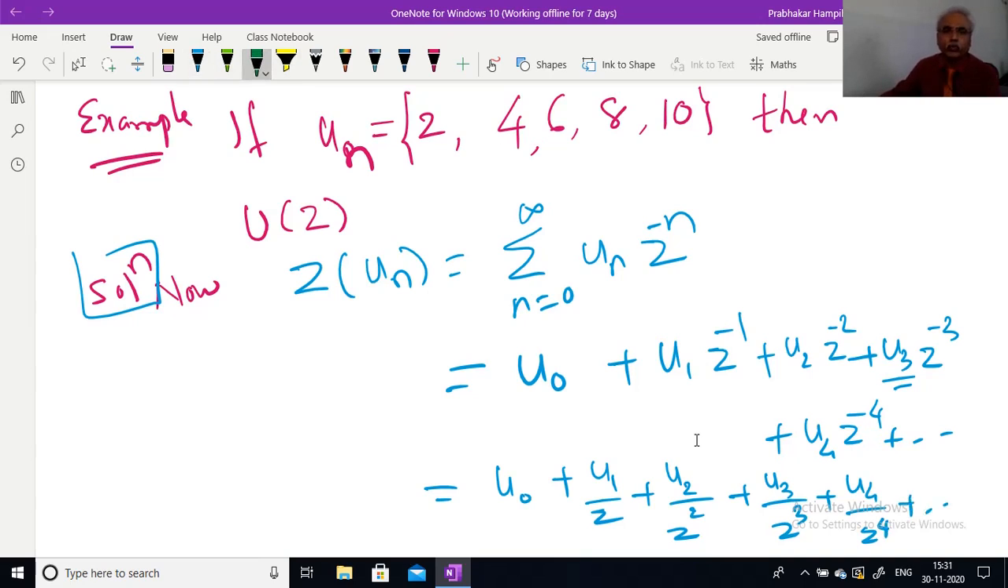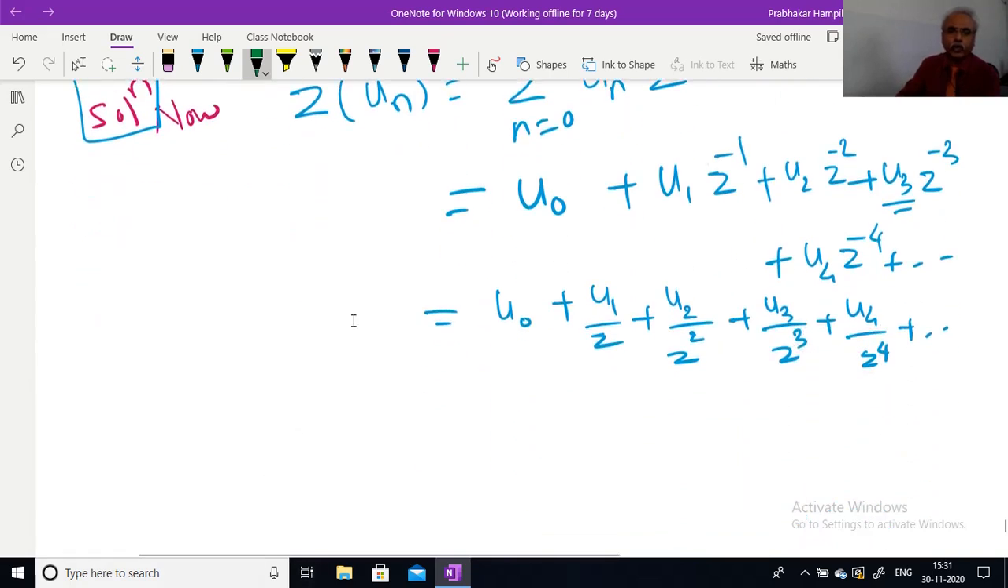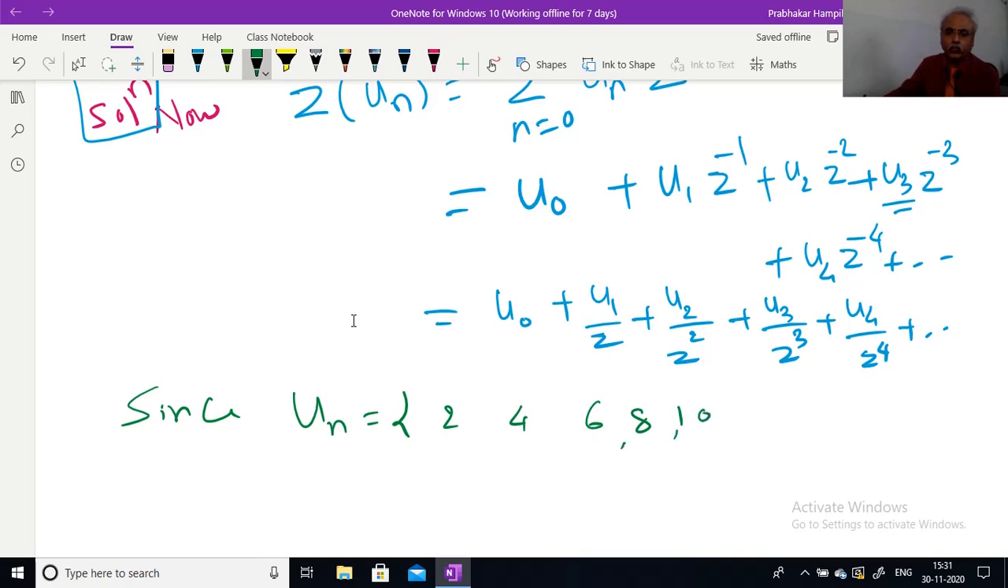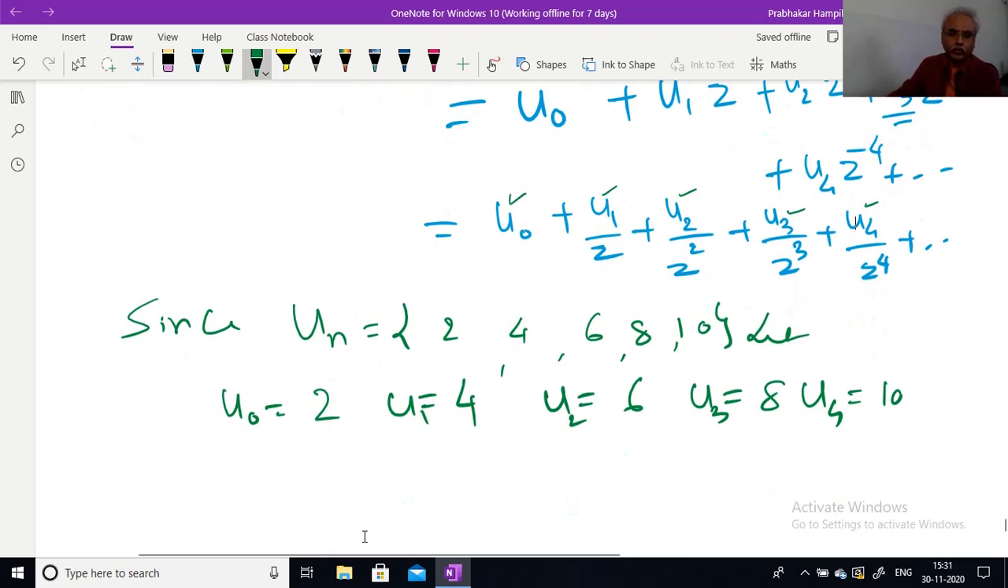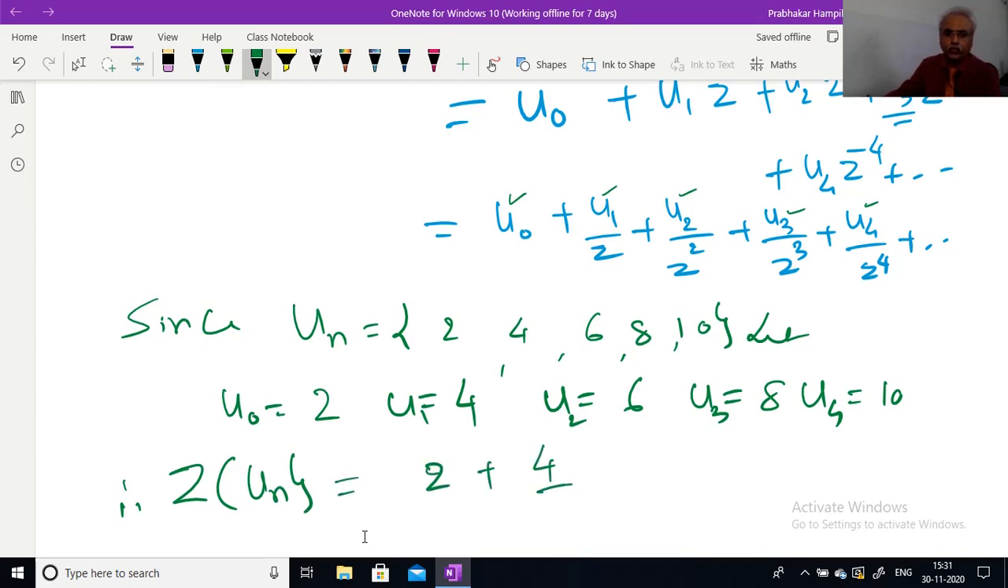Now in the given scenario, we have u0, u1, u2, u3, u4. Since we are given u_n as the set 2, 4, 6, 8, 10, we can write u0, u1, u2, u3, u4 as 2, 4, 6, 8, 10 and substitute these here, and that completes our work. Therefore the Z transformation of the given discrete set is 2 plus 4 by z plus 6 by z square plus 8 by z cube plus 10 by z raised to 4.